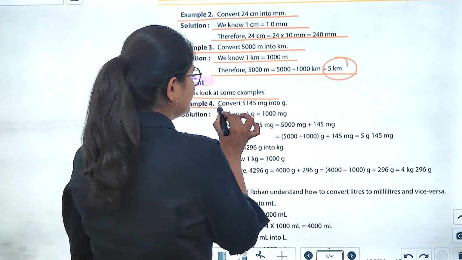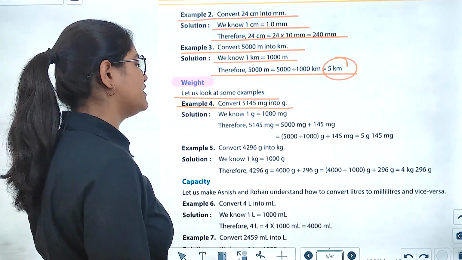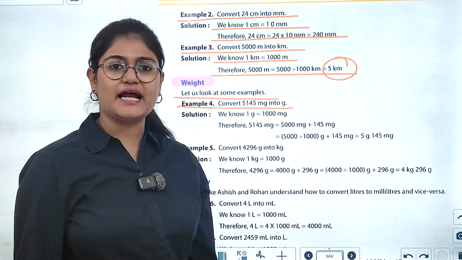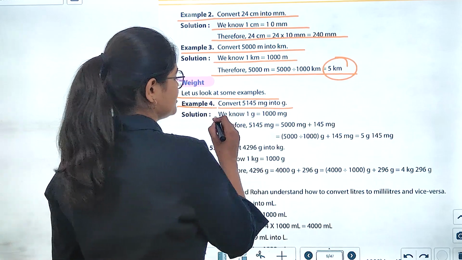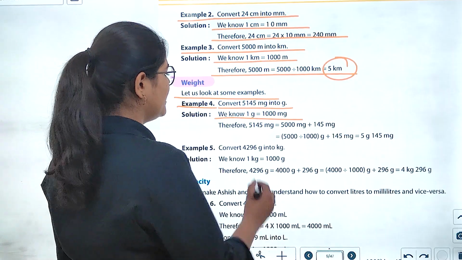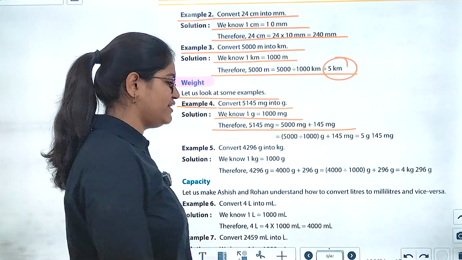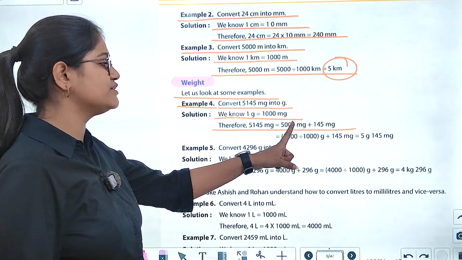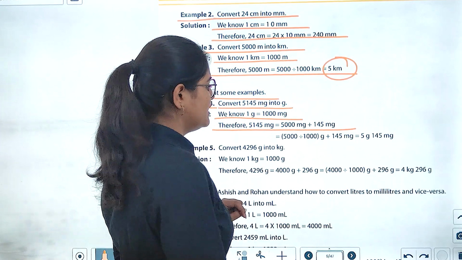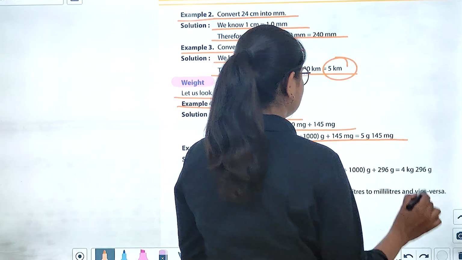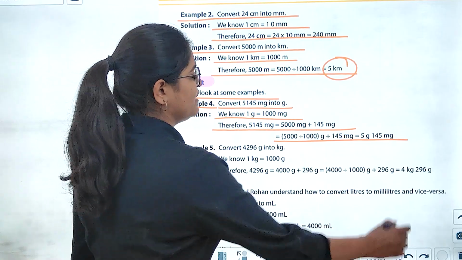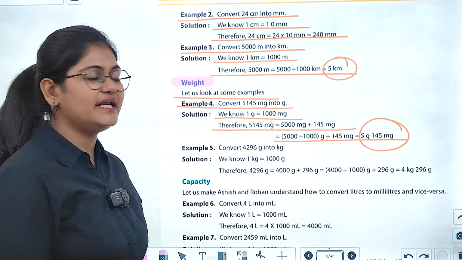So example 4 says convert 5145 milligrams into grams. So how will we convert milligrams into grams? We know 1 gram is equal to 1000 milligrams. Therefore, 5145 milligrams is equal to 5000 milligrams plus 145 milligrams, right? So we divide 5000 by 1000, plus 145 milligrams, which is equal to 5 grams 145 milligrams. That is the answer.